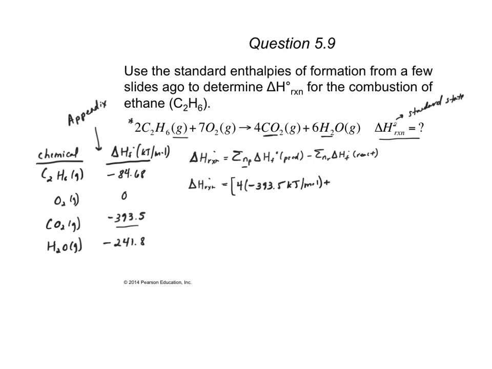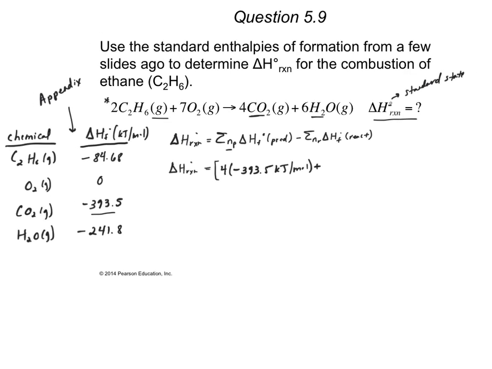So the units are going to stay kilojoules per mole for all of them, but I'm not going to write them because I get lazy after this point. Next product is water. There are 6 of them. So water is minus 241.8. And again, I'm lazy. Note that that's kilojoules per mole.